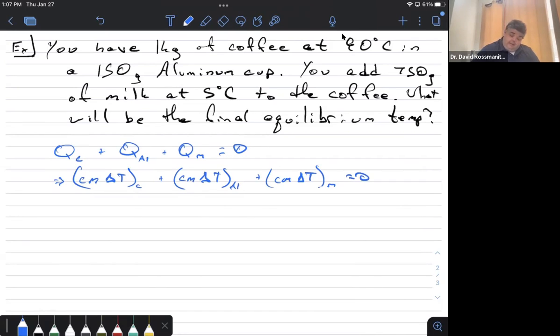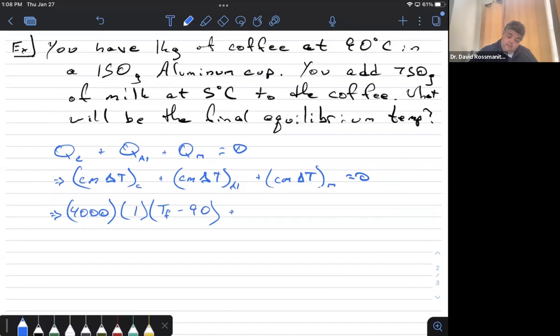Now we plug our numbers in. Okay, coffee. We're told from the previous problem, the specific heat for coffee is 4,000. The mass of the coffee, we start with 1 kilogram. And now we have the final temperature minus the initial temperature of the coffee. Well, the final temperature I don't know, so let me call it final temperature. But the initial temperature I do know, it's 90. So there's Cm delta T for the coffee.